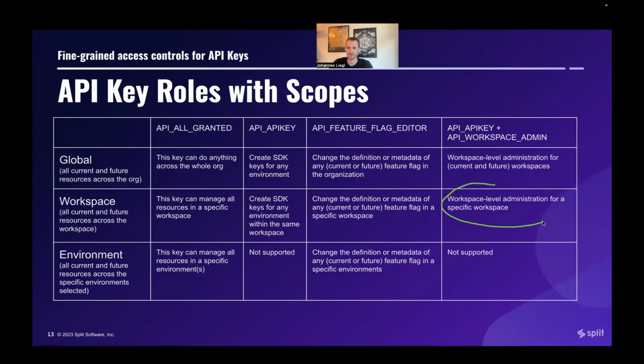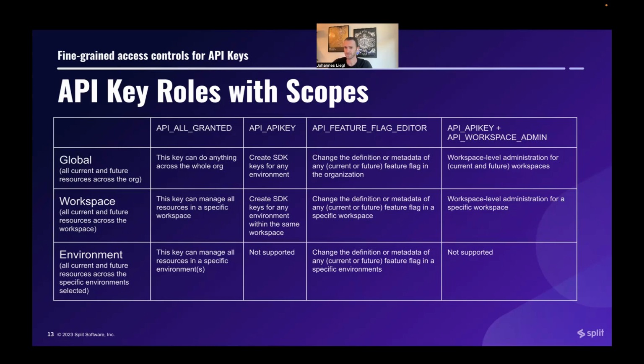For example, one can create a role that consists of two roles: the API key role for managing API keys, and also workspace admin for creating environments, creating new workspaces. So these roles can be stacked. And on top of that, the scope can be defined to be workspace. So new environments could only be created in the given workspace and not globally. So this allows for very fine-grained control over the permissions of an API key.